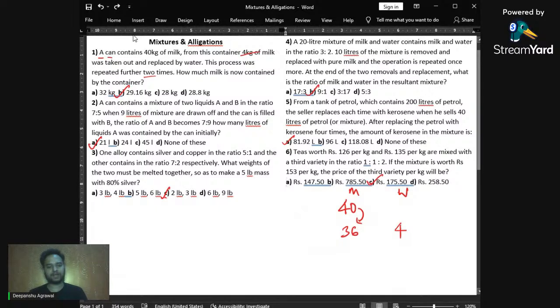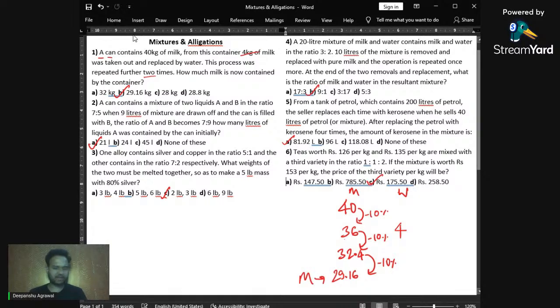So 40 minus 10% will give you 36. Again, 36 minus 10% will give you 36 minus 3.6, which is 32.4. And 32.4 minus 10% will give you 32.4 minus 3.24. So it would be 29.16. Correct? So this is the quantity of milk.